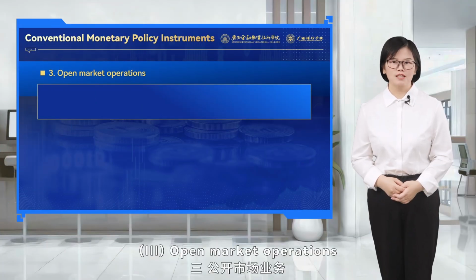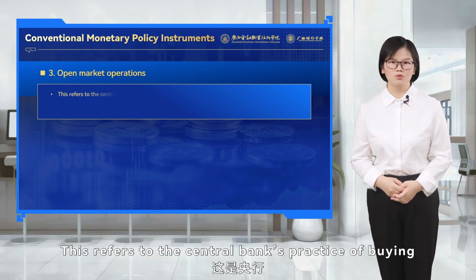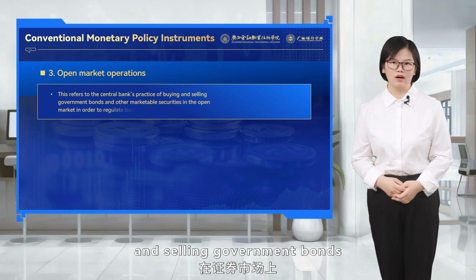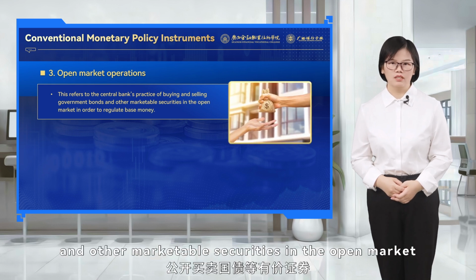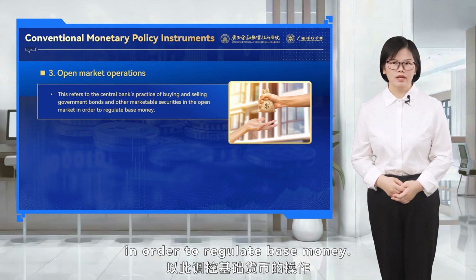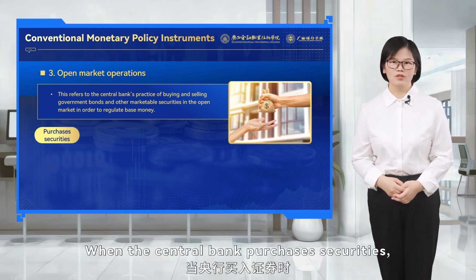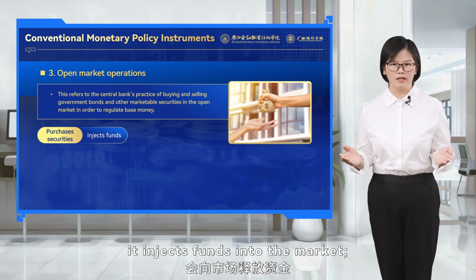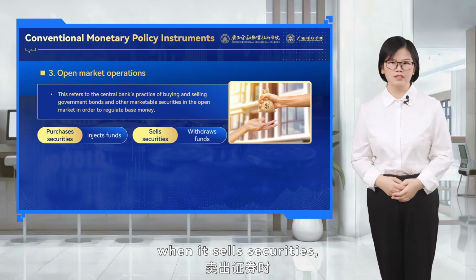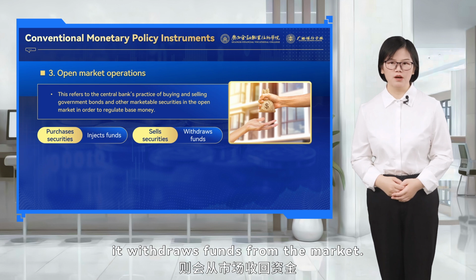Three, open market operations. This refers to the central bank's practice of buying and selling government bonds and other marketable securities in the open market in order to regulate base money. When the central bank purchases securities, it injects funds into the market. When it sells securities, it withdraws funds from the market.